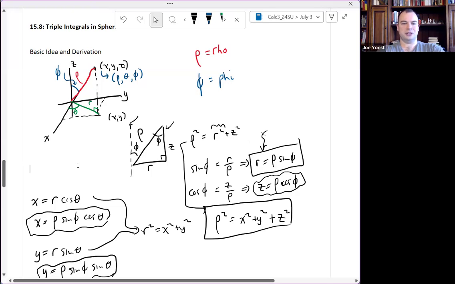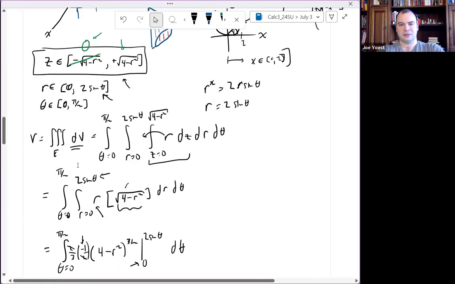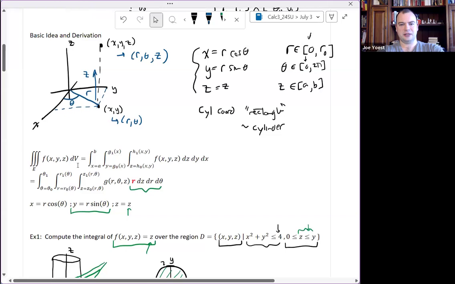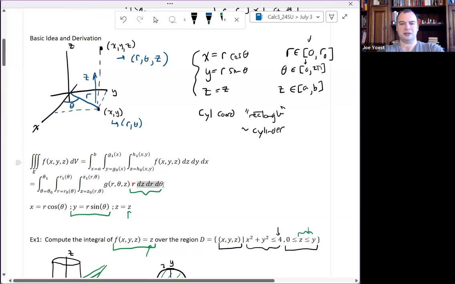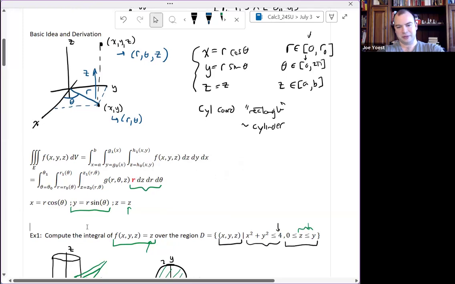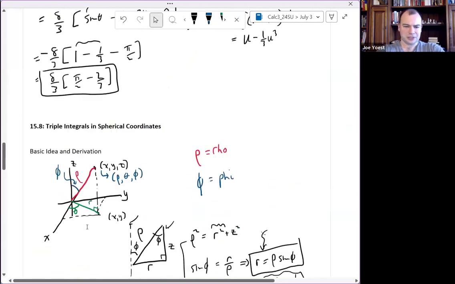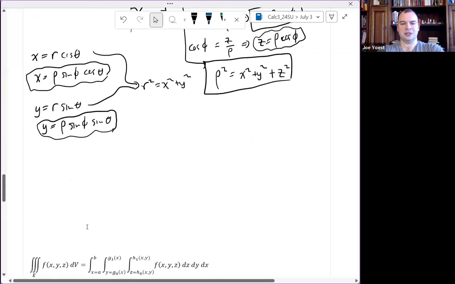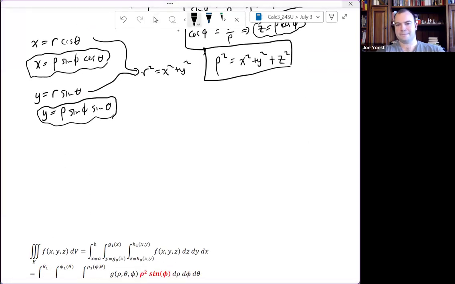Just like with cylindrical coordinates, dV didn't look just like dr d theta dz. It had this extra little r coming into play. So do we just get a rho down here? Do we get something else? Let's take a look. All right, so let's suppose that up here we have, I'm going to try to draw this pretty reasonably well.